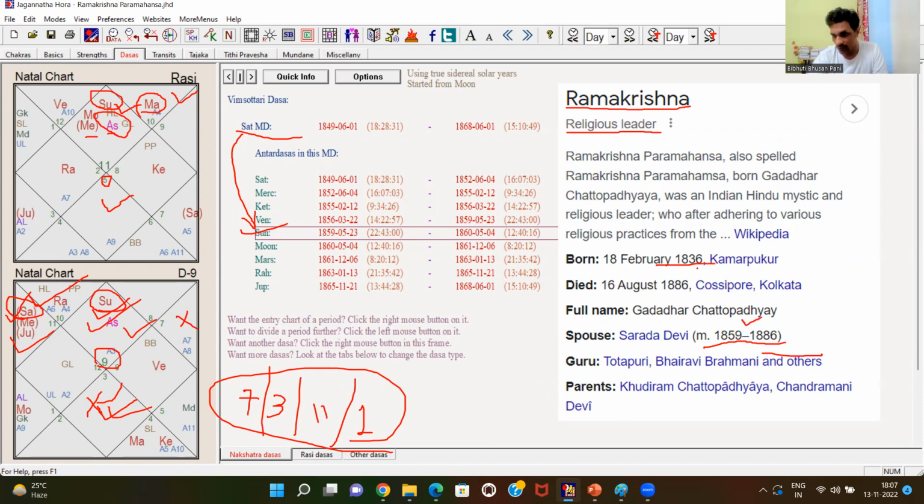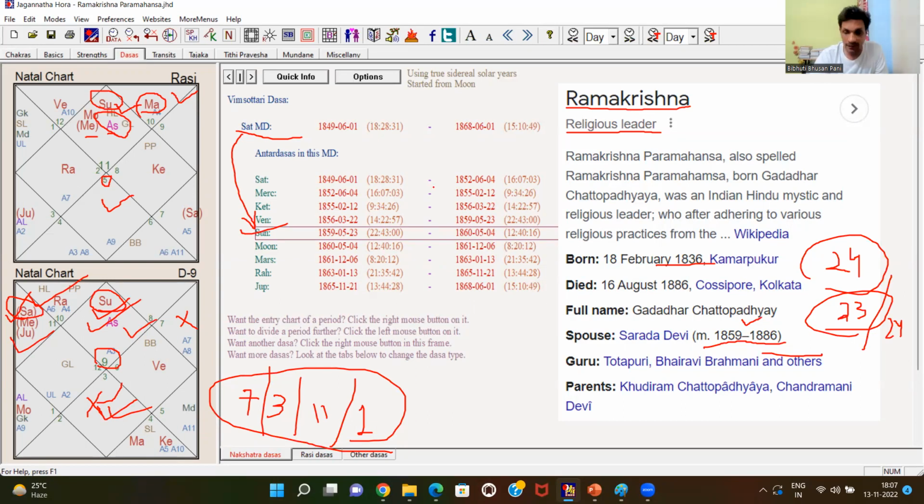So at around 23, 24 age, he got married.